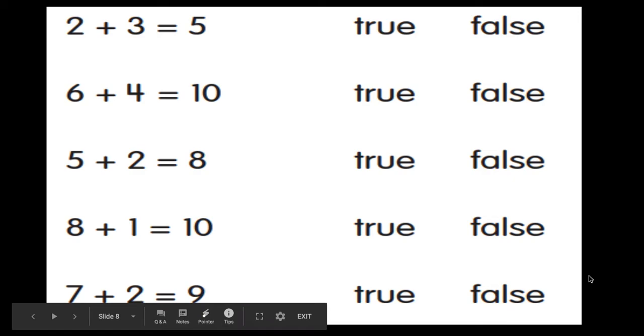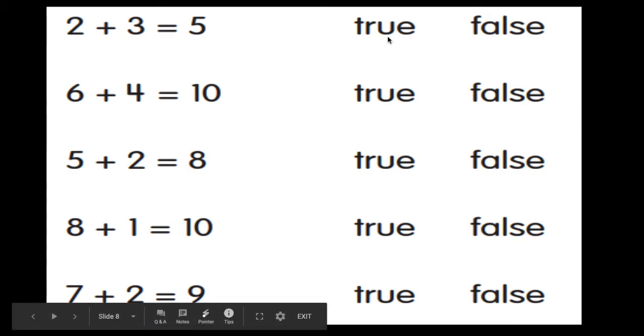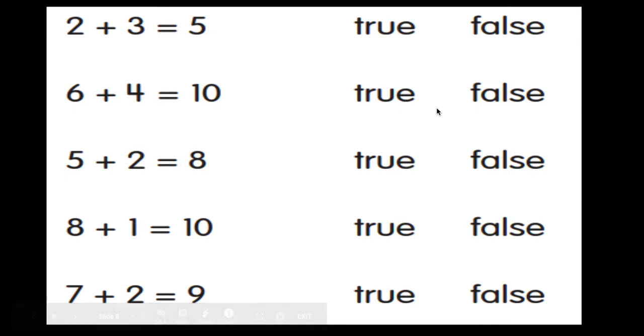So in your packet, you also had to do some true false. So true is real, false is pretty much saying like that's not correct. So 2 plus 3 is 5. That is true. 6 plus 4 is 10. You would circle true. 5 plus 2 is 8. True or false? You should circle false because 5 plus 2 is 7.